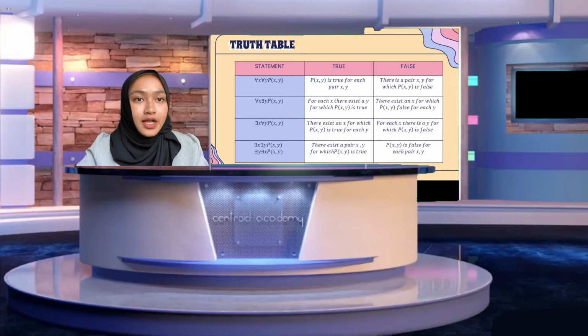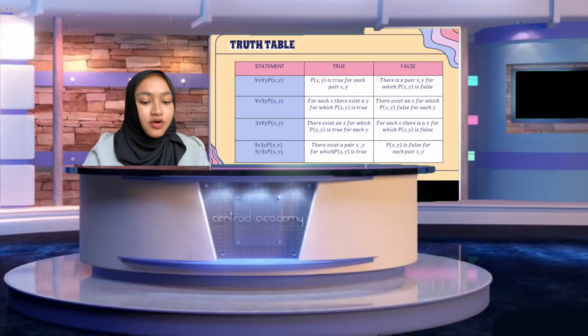Okay, third, there exists x for all y, p(x, y). For each y, there is an x to make the statement true, and for each x, there is a y to make the statement false.